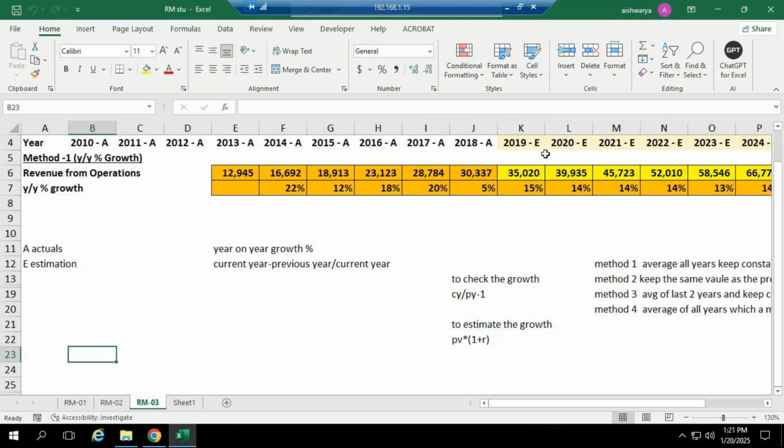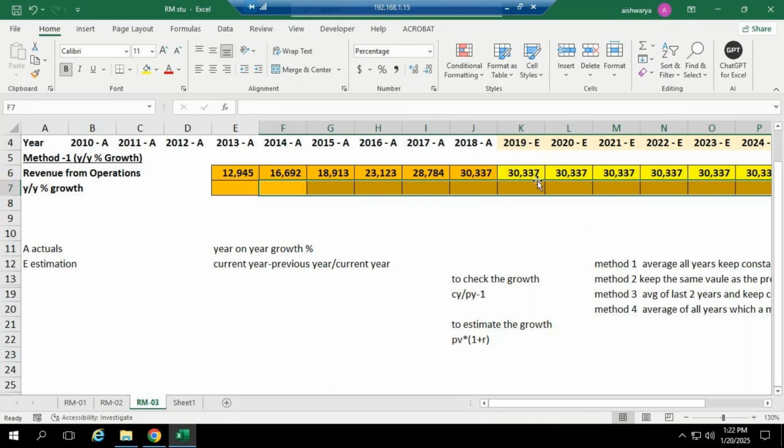After that, we have to find out the year on year percentage growth. Now we have to find out the next 5 years' sales, that means from 2019, 20, 21, 22, 23, 24. Till here we have to find out. This is all blank only.